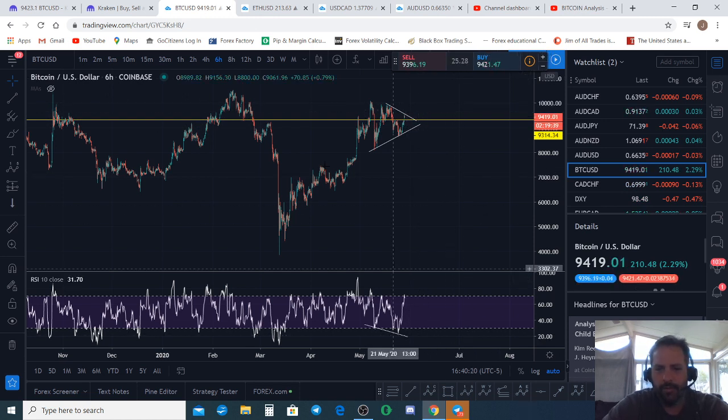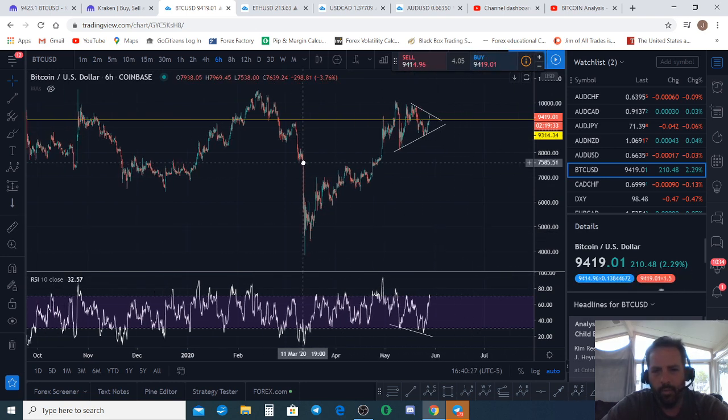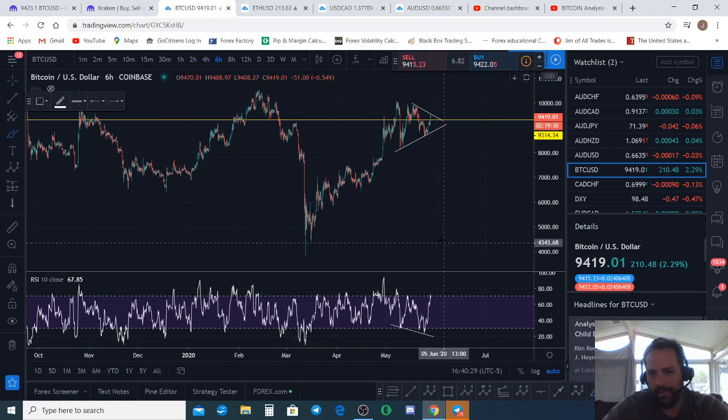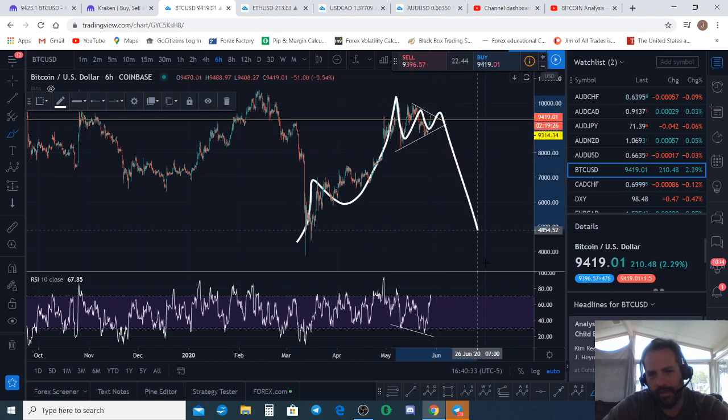So the bullish count would be this is the 4th wave of 5, and the bearish count says that we're finished with a 3-wave move. Well, I'm going to try to do that again here. 1, 2, 3. It's finished. This is 1, 2, 1, 2 to the downside.